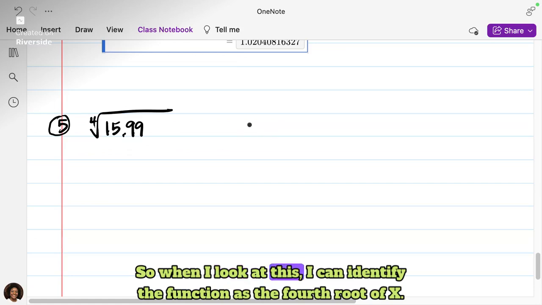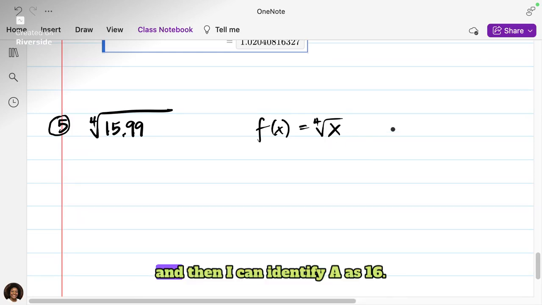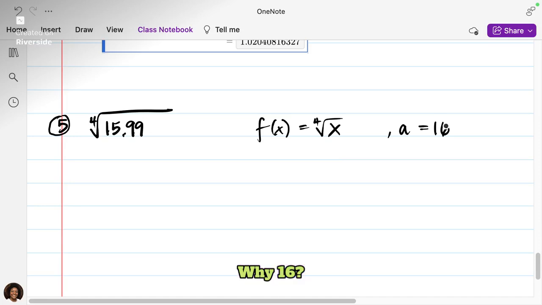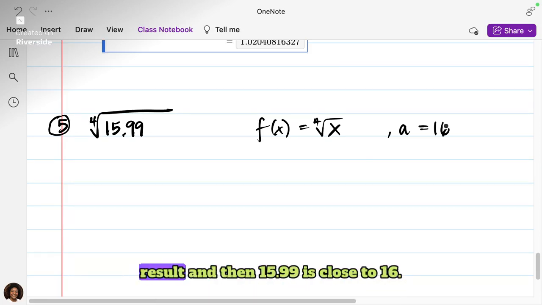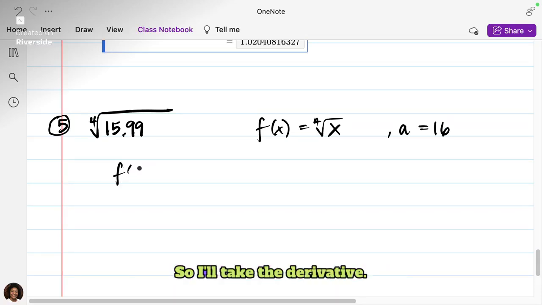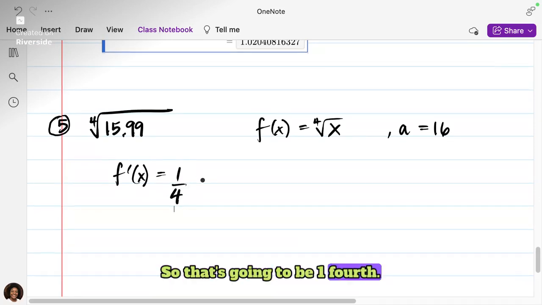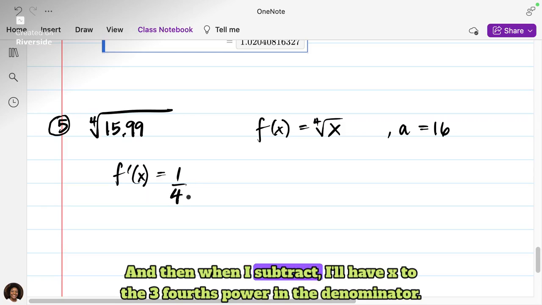So when I look at this, I can identify the function as the fourth root of x, and then I can identify a as 16. Why 16? I know that 16 is a perfect fourth power, so I know it's going to be a really nice result. And then 15.99 is close to 16. So I'll take the derivative of the fourth root. That's going to be 1/4, and then when I subtract, I'll have x to the 3/4 power in the denominator.